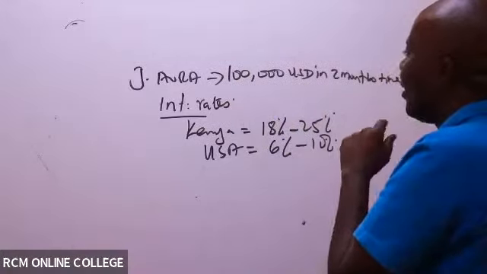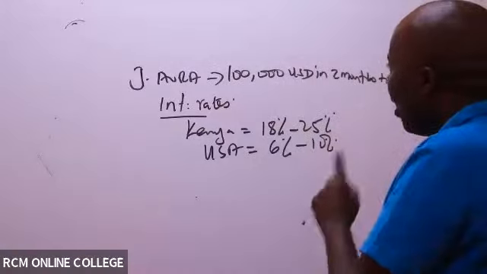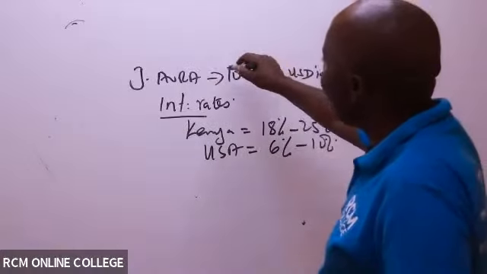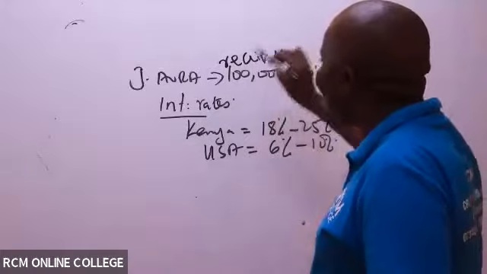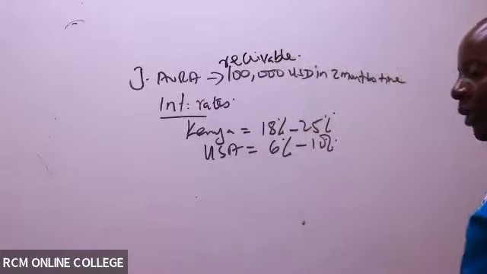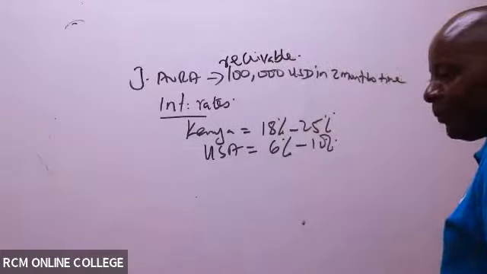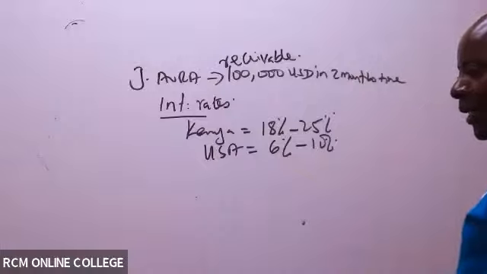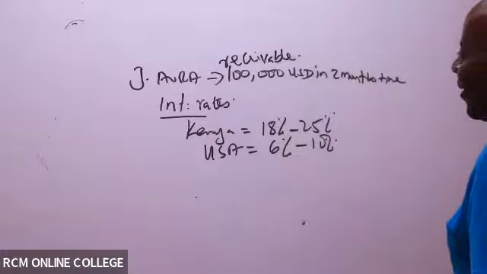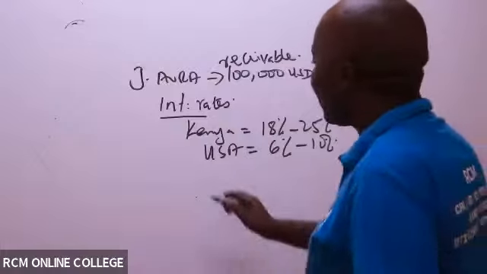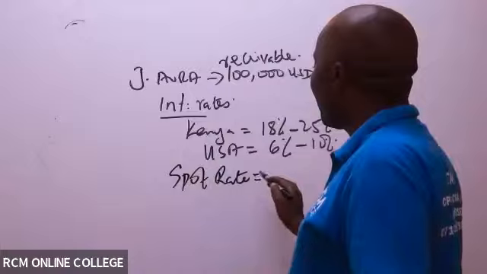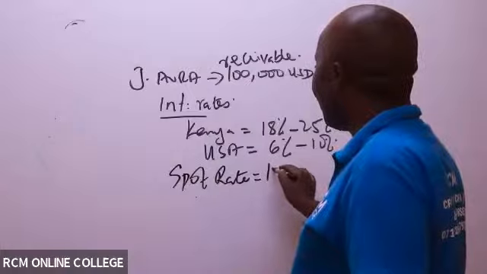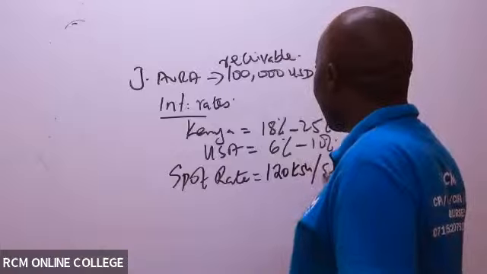All right. Remember, CBF expects to receive, so this is a receivable. Don't forget that. It's a receivable. Then they have given us a spot rate of 120 Kenya shillings to the dollar.